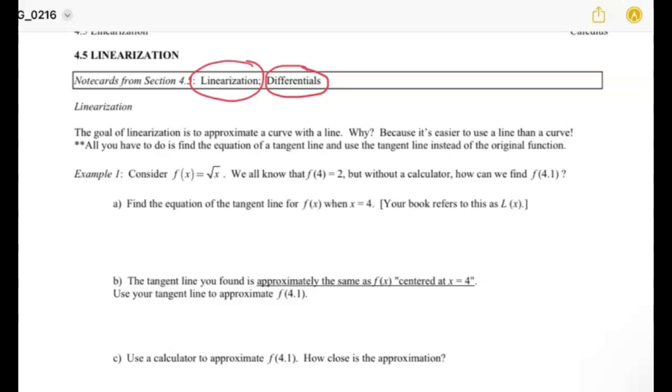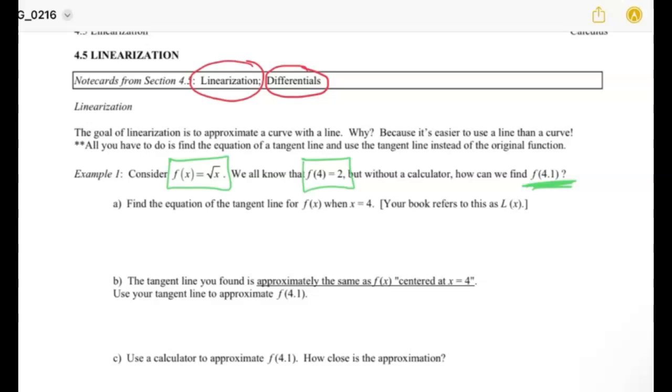When we think of calculators, they can do a lot of things, but we don't quite understand everything that's programmed in them. For example, if we had the function square root of x, we obviously know that if we plug in 4, our output would be 2. But without a calculator, how would we find the square root of 4.1? Or even with a calculator, because we're going to use our calculator this whole section, how does a calculator do problems that are not exact?